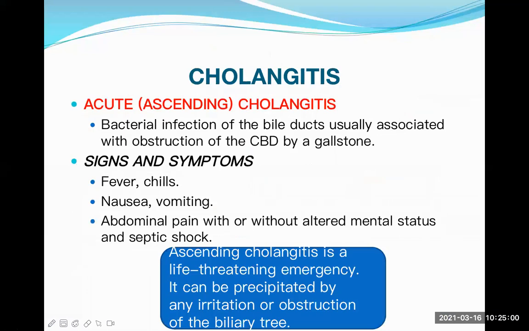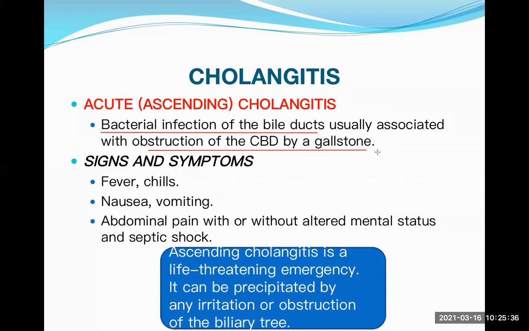Now, a small topic which is quite related with the things we are talking about right now is called cholangitis. Please pay attention. There is acute ascending cholangitis and sclerosing cholangitis. Sclerosing cholangitis is strongly associated with inflammatory bowel disease. We'll talk about that later. But right now, let's focus on ascending cholangitis. This is a bacterial infection of the bile duct, usually associated with obstruction of the common bile duct by gallstone.